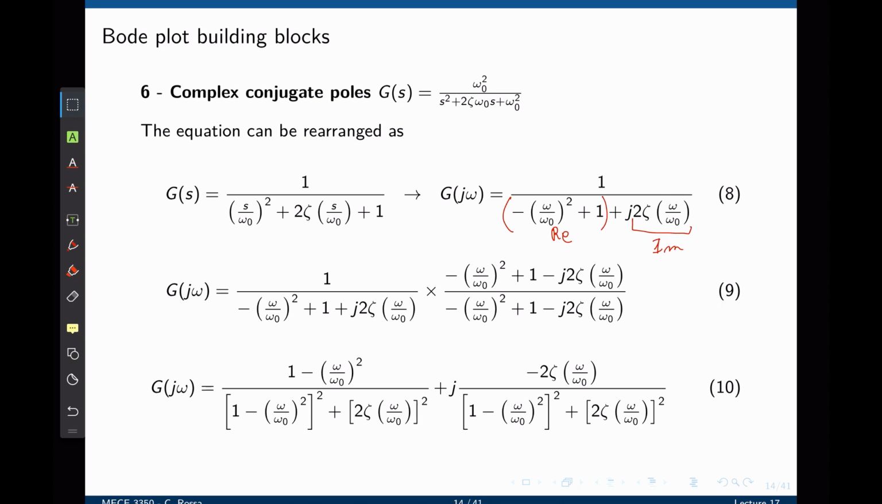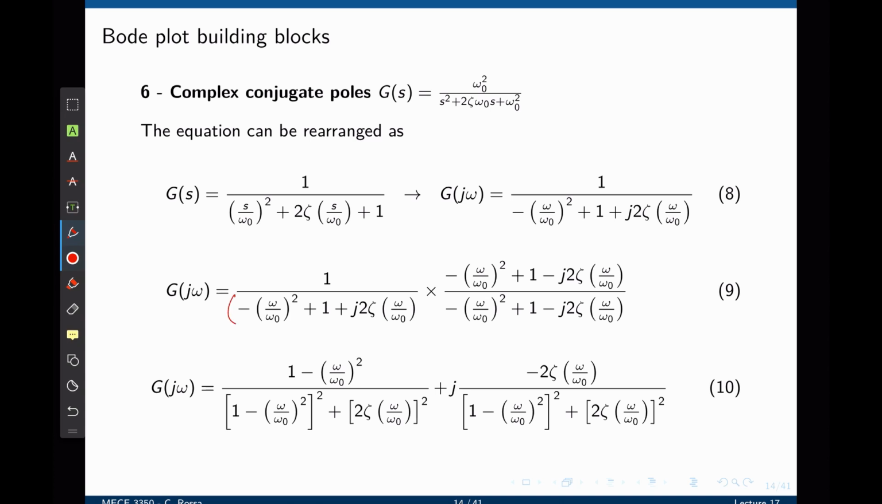The next step is to now eliminate the complex number from the denominator. To do that, we need to multiply the transfer function by its complex conjugate, which means that if this is the real part and this is the imaginary part, we can simply multiply the numerator and the denominator by the complex conjugate of that. The conjugate of that is simply this minus the imaginary part, negative j times 2 zeta times omega divided by omega 0. Recall again that omega now is the input frequency to the system.